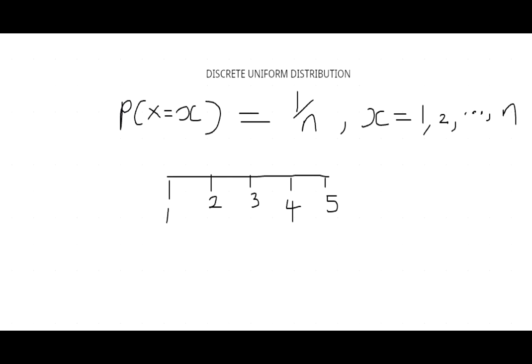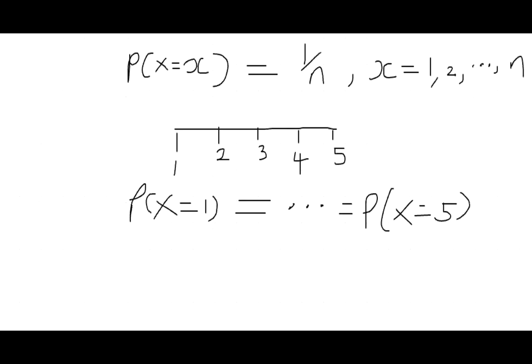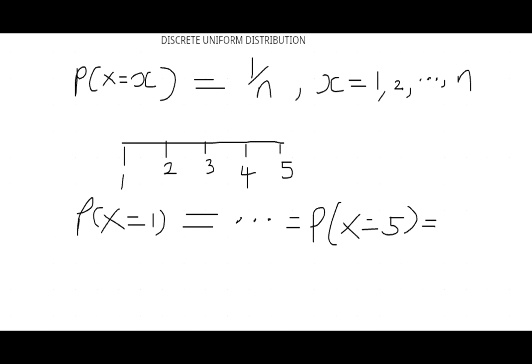So what happens? If I want to look for the probability of 1, I'm going to have it to be 1 over 5. And that's going to be the probability for all other values: probability of 2, probability of 3, and up to probability of x being 5. So it's the same thing for all of them. And when you're done, you end up getting probability x equals 5, 1 over 5.